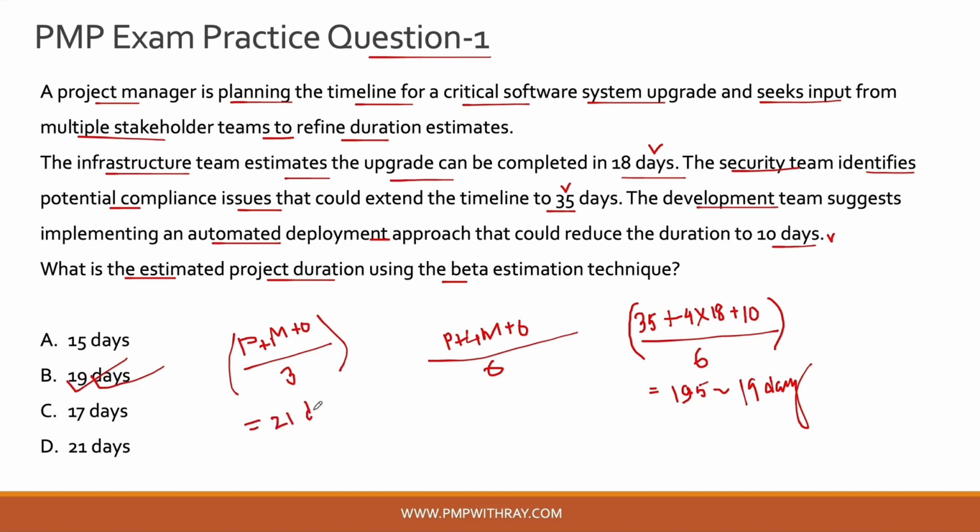So please do this exercise yourself, and you will see that using the 3-point triangular estimate, you arrive at a very different answer, which is still here as option D. If you are not aware of the correct formula, you will end up selecting the wrong answer choice. So the correct answer to this question using beta estimation technique is 19 days.